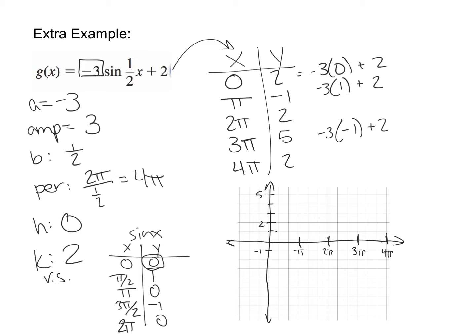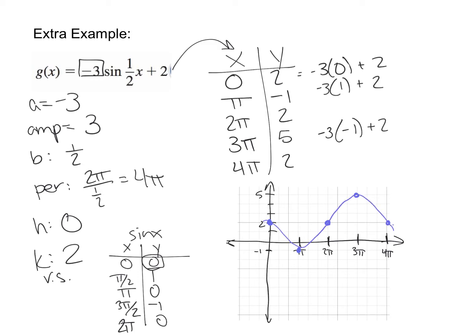I'll use purple on this one, just because. At 0, we're at 2. At pi, we're at -1. 2 pi, we're at 0. 3 pi, we're at 5. And then 4 pi, we're back at 2.